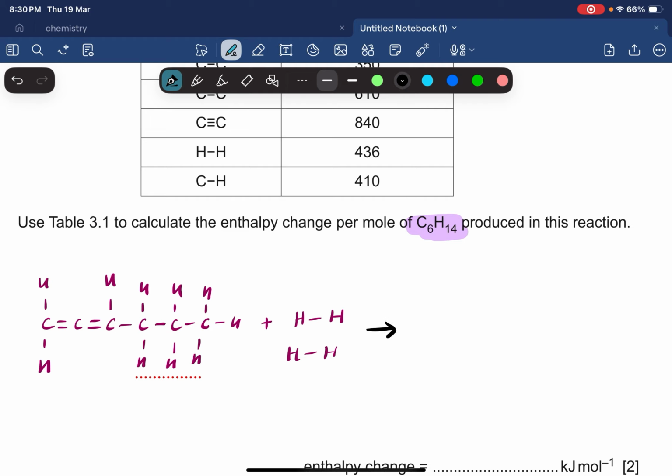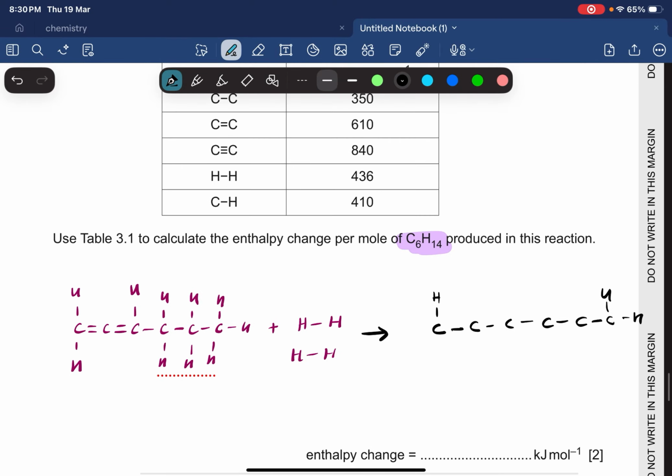So it's going to become a simple 6 carbon atom alkane, with hydrogens on each carbon. Okay, so this is the reaction that's happening.